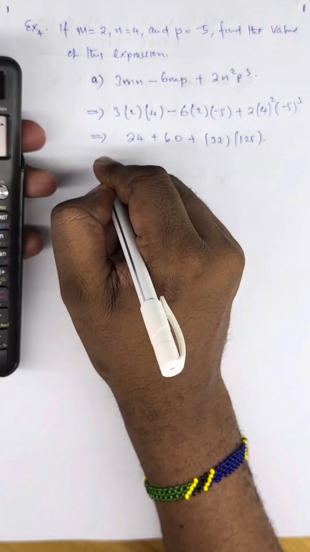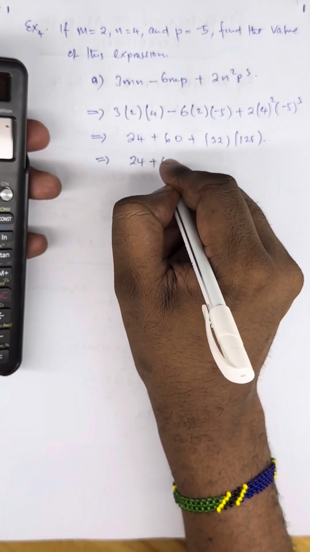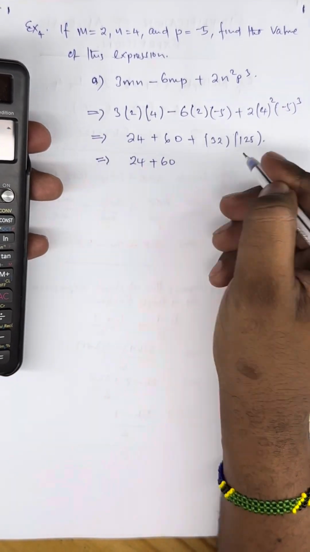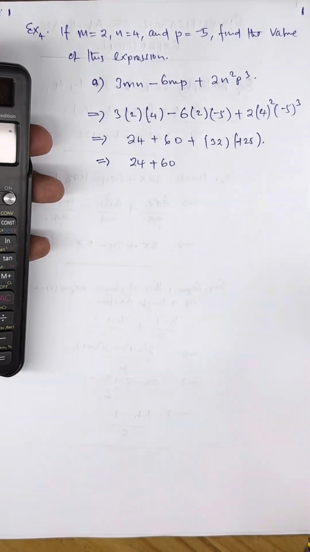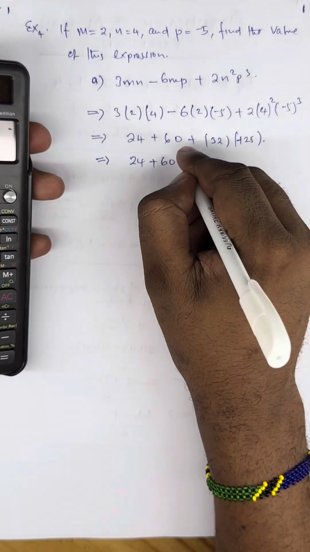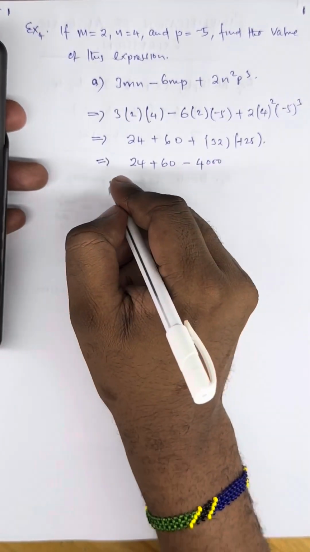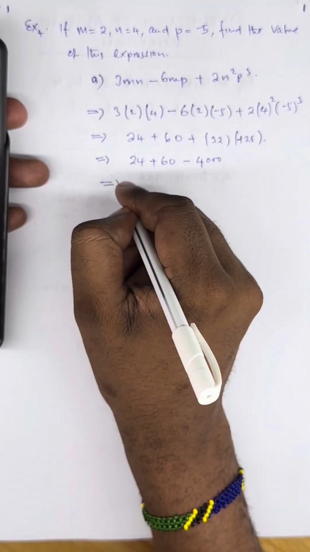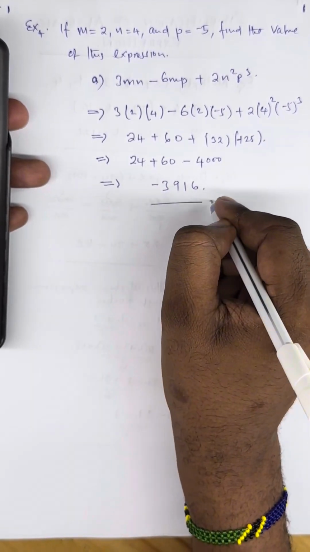So if you work out that problem, it means it's going to be 24 add 60 minus, because this one will be negative 5 times negative 5 times negative 5. Negative times negative is positive, and positive times negative becomes negative. So then minus 4,000. Okay, so your final answer you need to get equals negative 3916. This has to be your final answer.